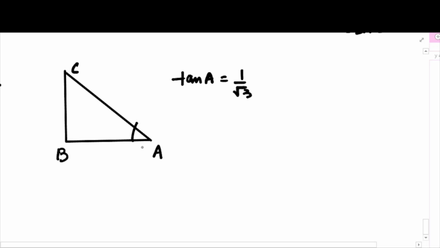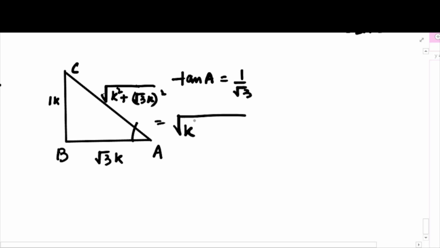So tan A is 1 by root 3, that means we can see this perpendicular is 1, the base is root 3. Let it be 1k, this is root 3k. So from there the hypotenuse equals root over of (1k) whole square, that means k square, plus (root 3k) whole square. So that means root over k square plus 3k square, root over 4k square, that means 2k. Okay, so the hypotenuse is 2k.